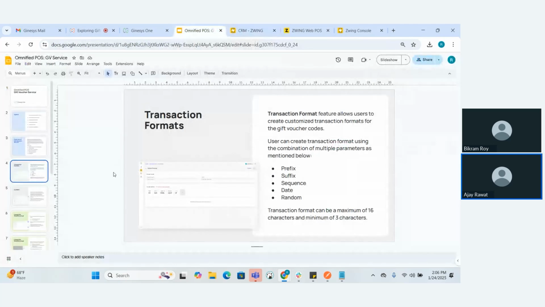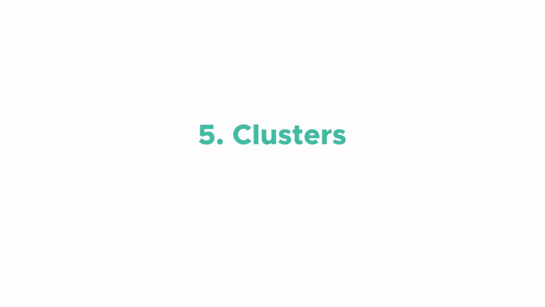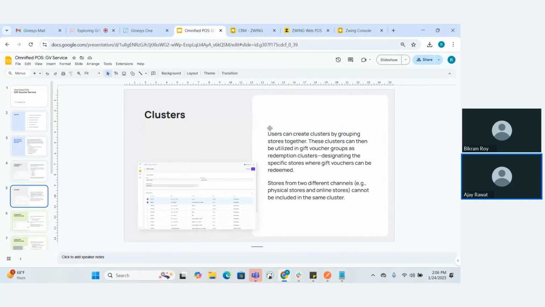Moving ahead to the PPT, here you have the cluster section. Clusters are nothing but a group of stores that you can create in the CRM services app itself, and that can be used in the gift voucher groups to define a redemption cluster. For example, you have 100 stores, but you want to allow only 10 stores to sell or redeem those vouchers. So you can create a cluster and assign that redemption cluster to the gift voucher group.